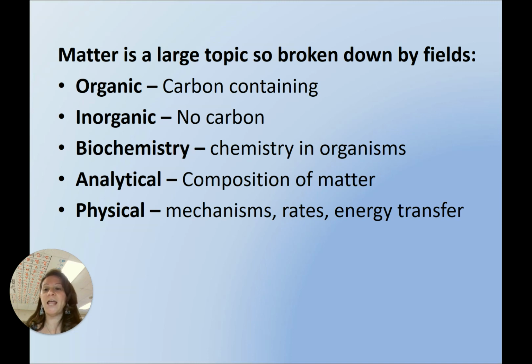Analytical chemists, analytical sounds like analysis, so these are chemists that analyze things. They look at the composition of matter, and so for example, they can study is there enough chlorine in this water, or is there too much lead in this water that it's toxic or something like that. Physical chemistry basically combines chemistry and physics together. We study reaction mechanisms, what steps happen in a reaction. We study rates, how fast a reaction happens, and then energy transfers as well. Obviously these can overlap a lot.